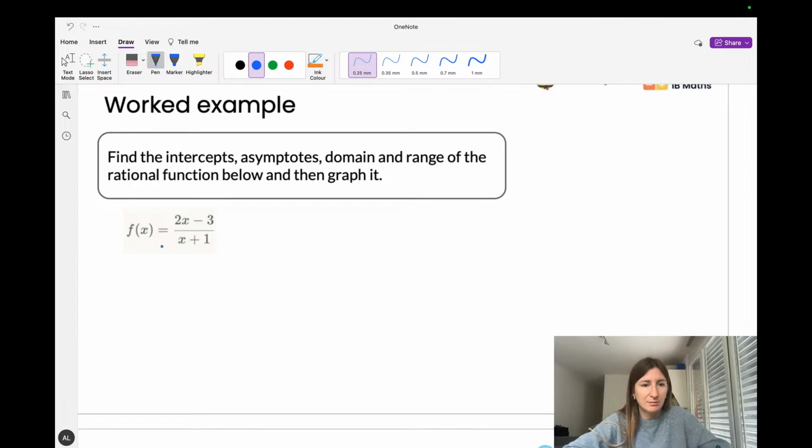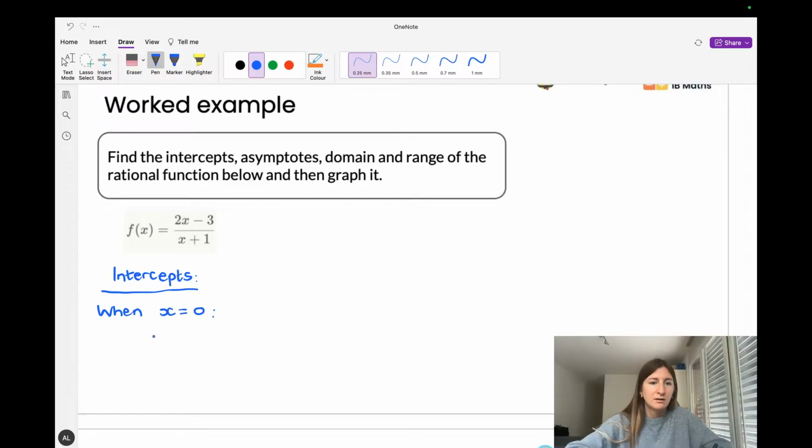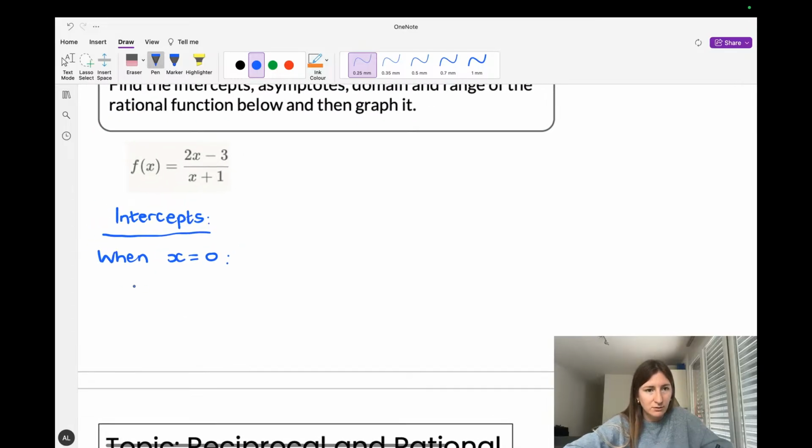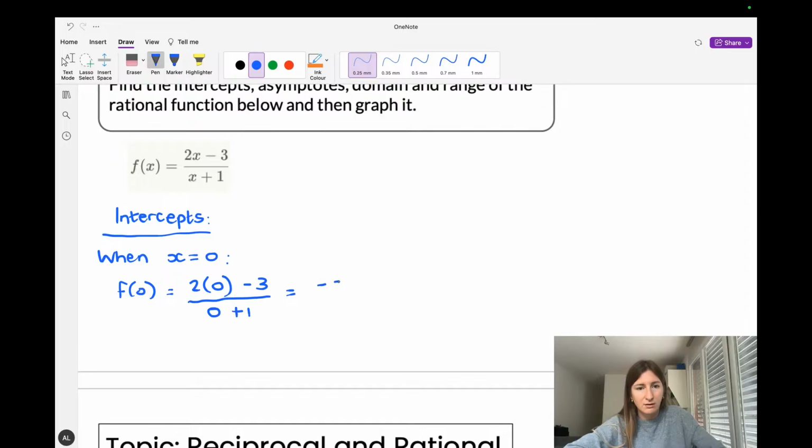So let's start with our intercepts. Intercepts are when x equals 0 and y equals 0. So let's do when x equals 0. This is going to be our y-intercept. So let's just substitute x equals 0. We have f of 0. Well, 2 times 0 minus 3, that's just 0 plus 1, which gives us, that's just 0. So minus 3 over 1, which is minus 3. Okay, so we have an intercept at y equals minus 3.